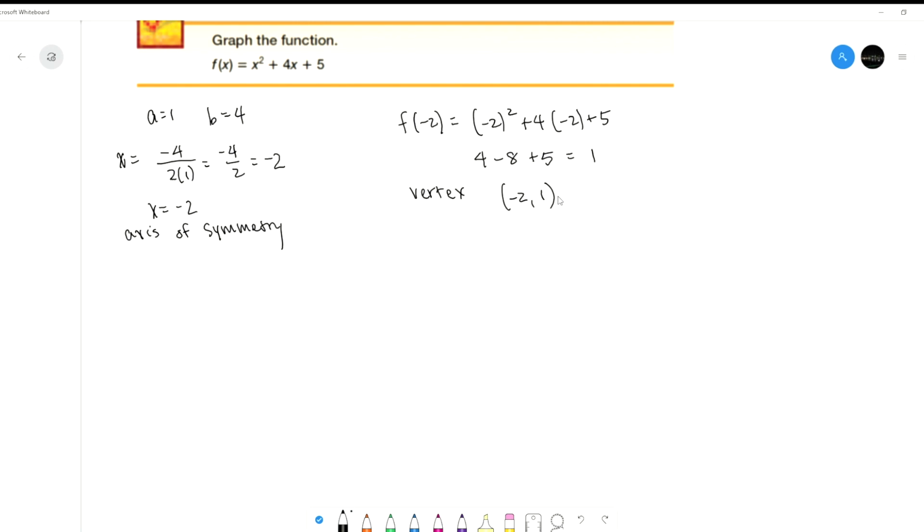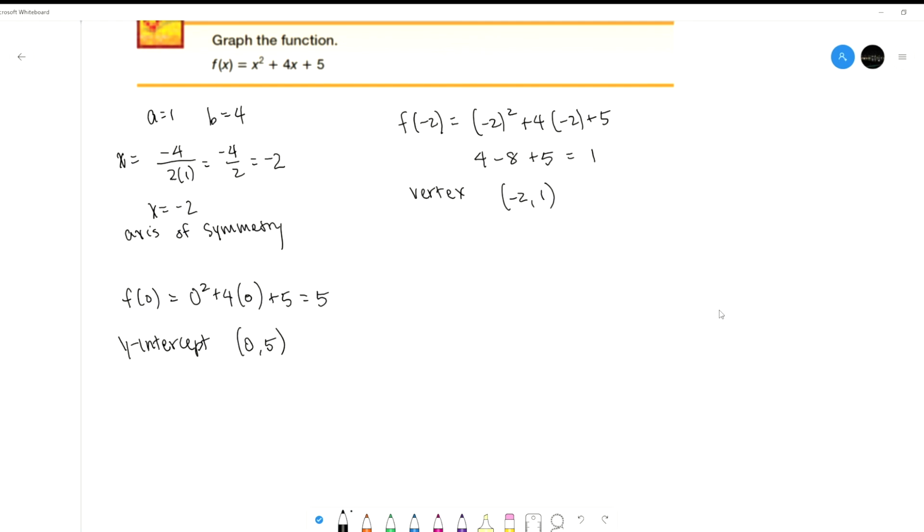Alright, now that we have the vertex, we can find the y-intercept, right? So y-intercept is when we substitute f of 0. So 0 squared plus 4 times 0 plus 5 is equal to 5. So the y-intercept is x is 0, y is 5. Everyone got that, I hope, right?